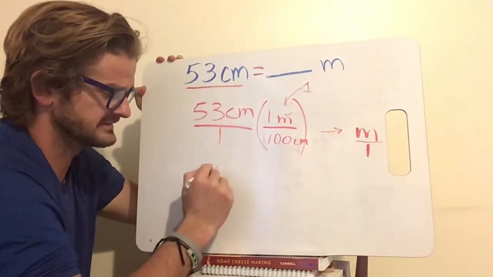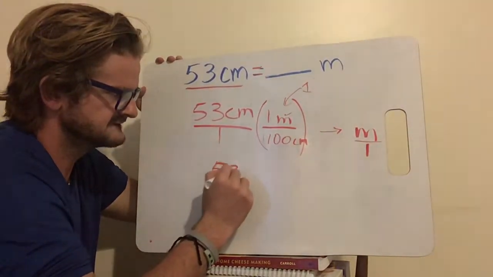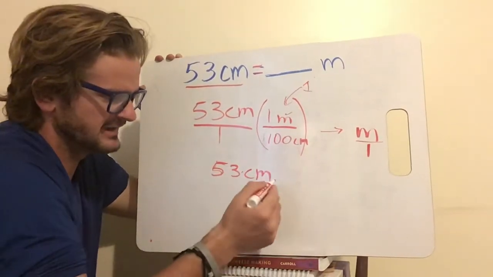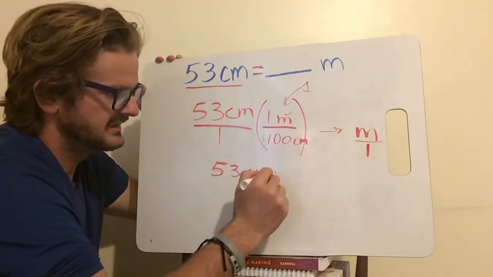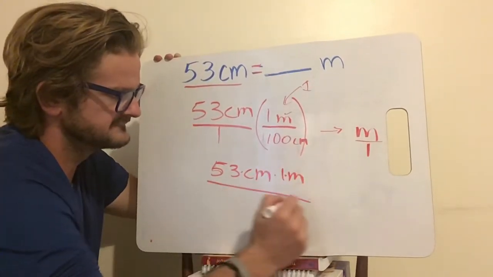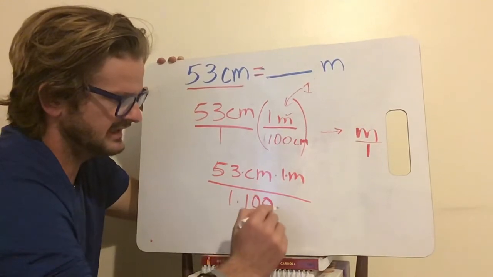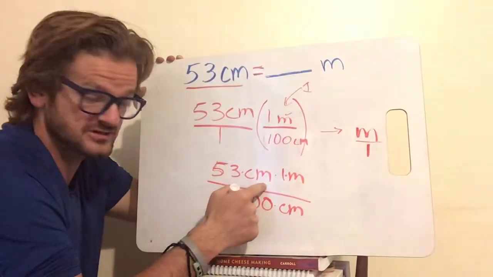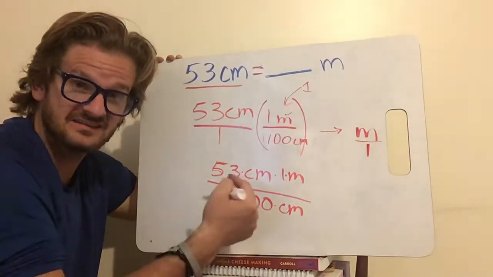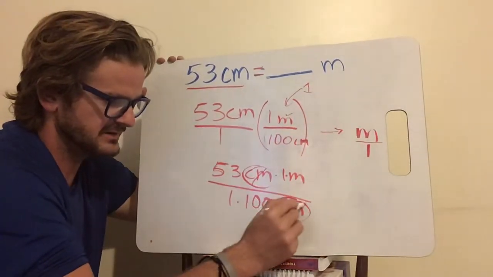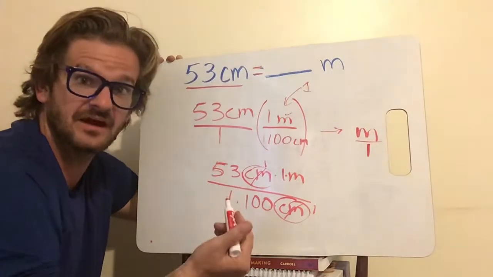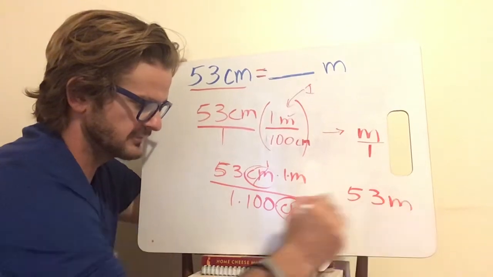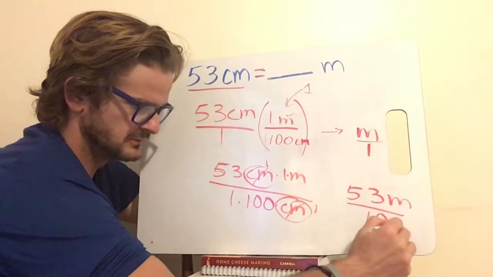Now, when I multiply this across the top, 53 centimeters, this label, this unit kind of is like a variable. You can kind of treat it like a variable, like cm as 1 variable. And then it's times 1 times meters. And then on the bottom, it's 1 times 100 centimeters. What we know is if this is all multiplication, we can divide things individually. So centimeters divided by centimeters would be 1, anything divided by itself. And then if we do the multiplication across the top, we get 53 meters. And on the bottom, we get 100.